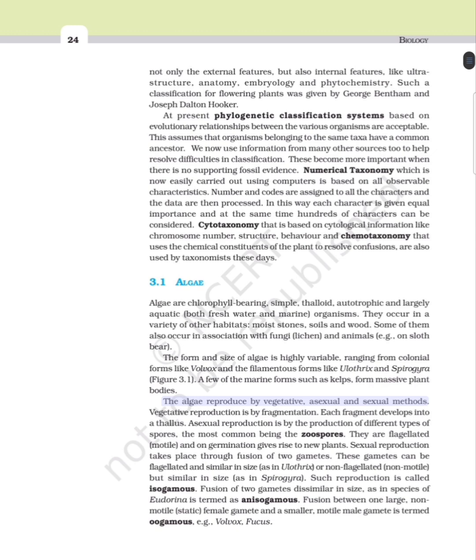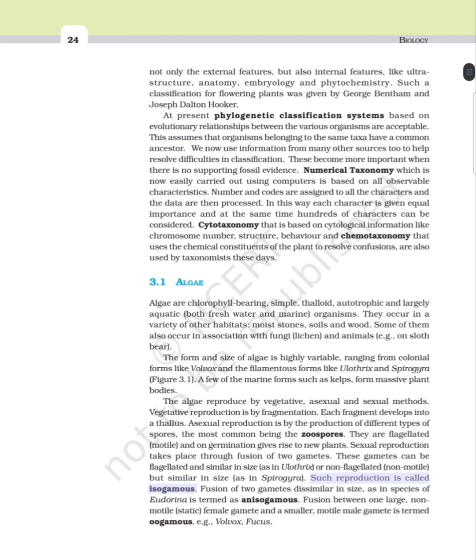The algae reproduce by vegetative, asexual and sexual methods. Vegetative reproduction is by fragmentation. Each fragment develops into a thallus. Asexual reproduction is by the production of different types of spores, the most common being the zoospores. They are flagellated, motile, and on germination give rise to new plants. Sexual reproduction takes place through fusion of two gametes. These gametes can be flagellated and similar in size as in Ulothrix, or non-flagellated, non-motile, but similar in size as in Spirogyra.